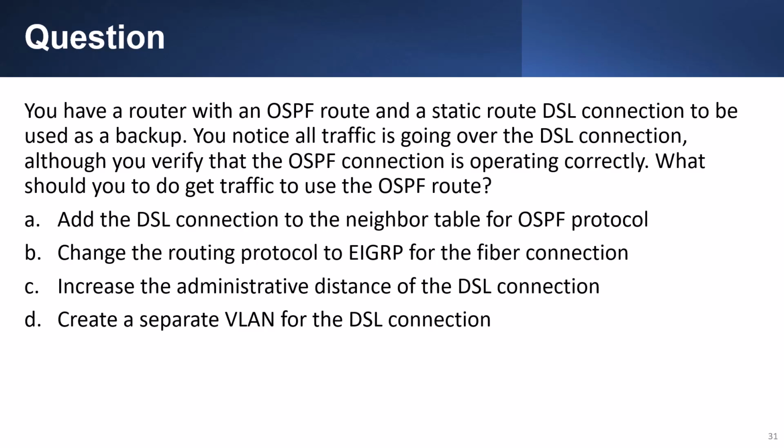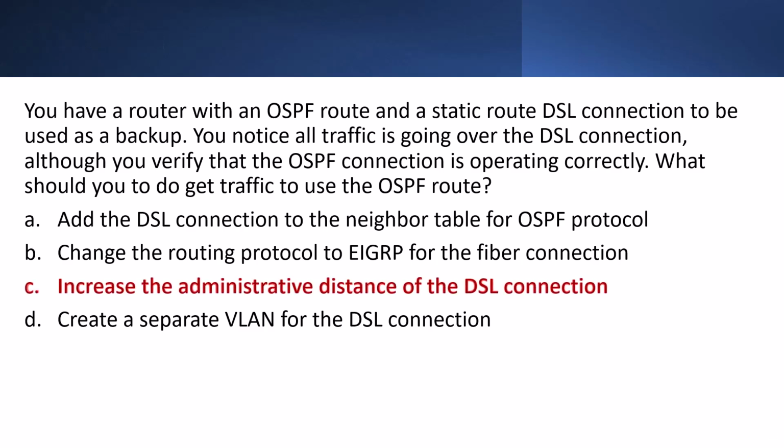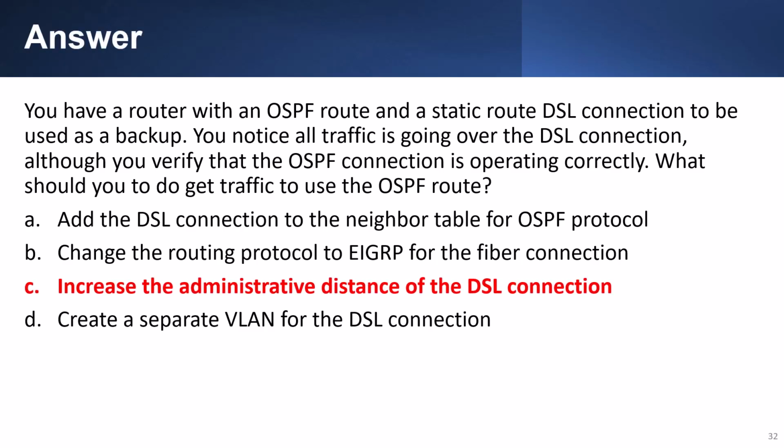Question: you have a router with an OSPF route and a static route DSL connection to be used as backup. You notice all traffic is going over the DSL connection, although you verified that the OSPF connection is operating correctly. What should you do to get traffic to use the OSPF route? Answer: increase the administrative distance of the DSL connection.